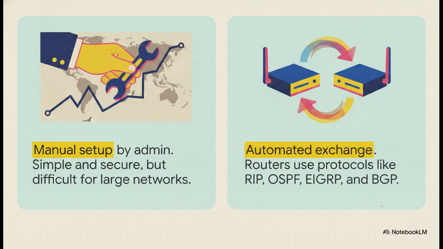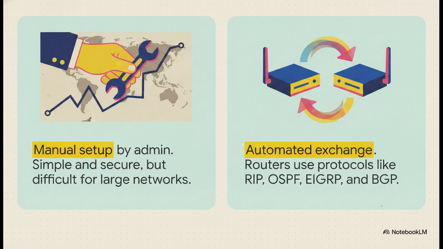Now, you might be wondering, how do those routes actually get into the table? Well, you've got two main options. Static routing is the manual way. An admin literally types the routes in. It's super simple and highly secure, but man, it is a nightmare to maintain if your network gets huge.